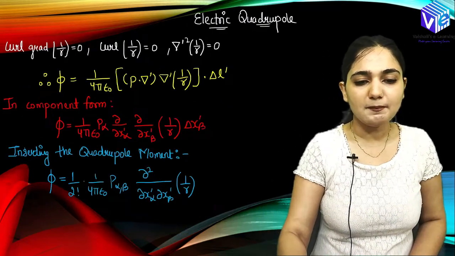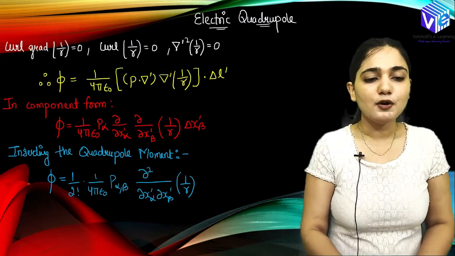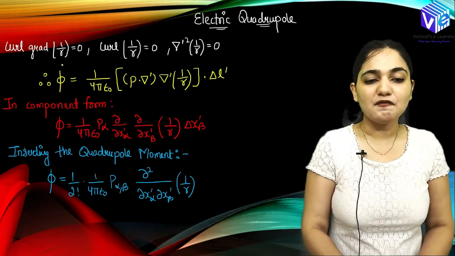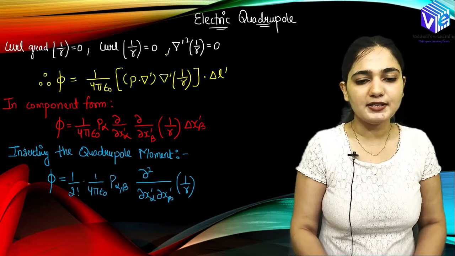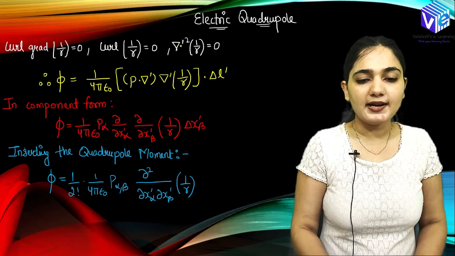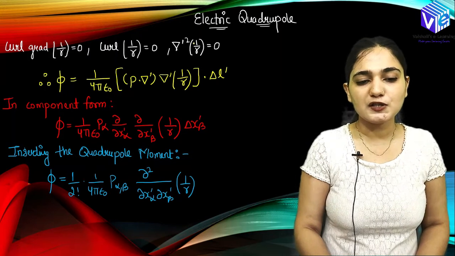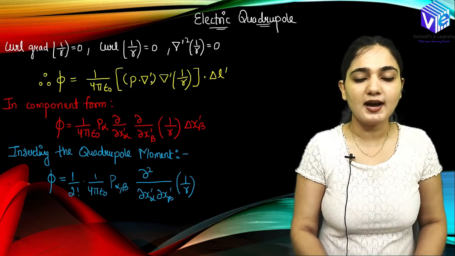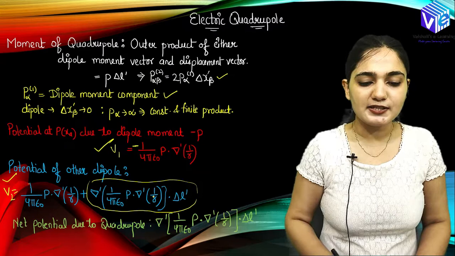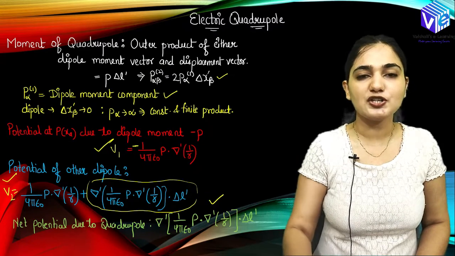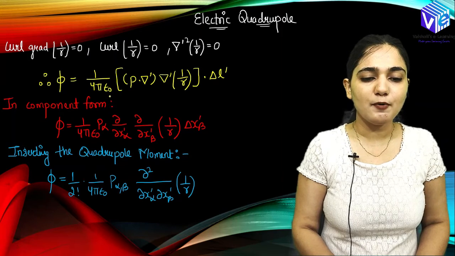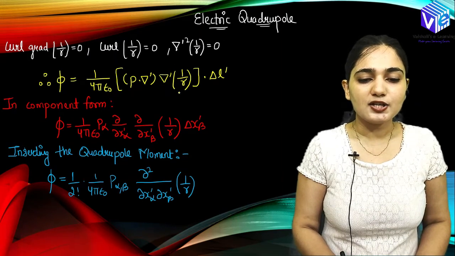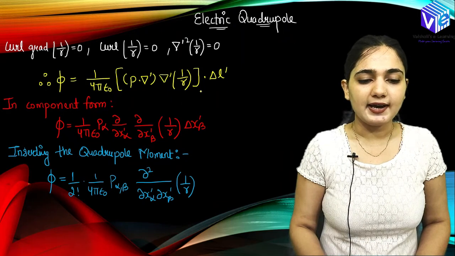So now I can simplify this term, and I know the curl of the gradient of 1 by R is 0. I also know the curl of 1 by R is 0. The del dash square of 1 by R is also 0. So when I use this formula and simplify the last equation, the equation for the potential of the quadrupole, I get the potential of the quadrupole to be equal to 1 upon 4 pi epsilon naught P dot del dash into del dash of 1 by R dot delta L dash.